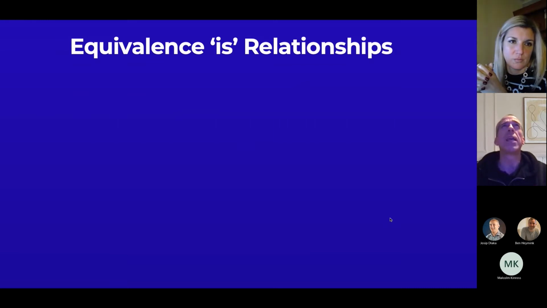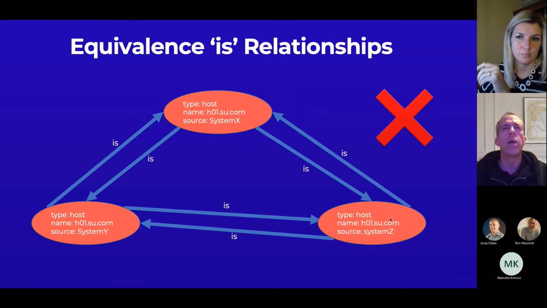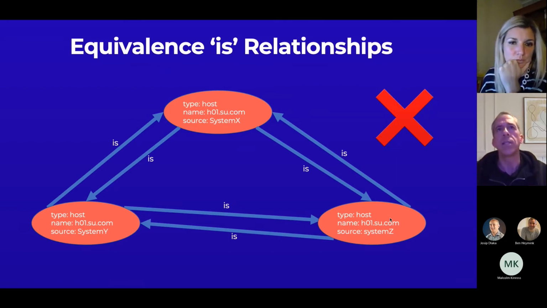When we first started thinking, how are we going to store this data? How are we going to model it in our graph? The obvious thing was, oh, well, they are the same, right? So the host in system X is the same as the host in system Y. And equivalently, the host in system Y is the same as the host in system X. They've got the same fully qualified domain name. They are the same host. And that would require two-way relationships because there's no direction to it. One's the same as the other and the other one's the same as that one.